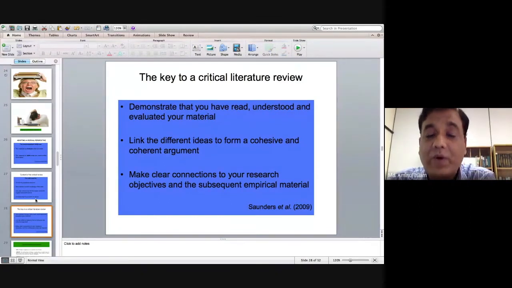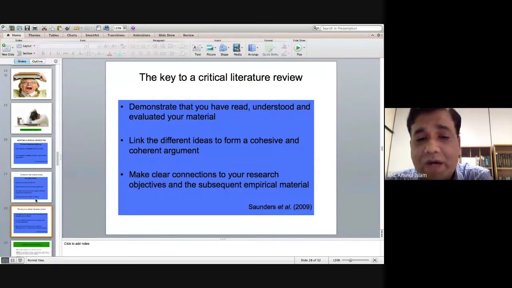Idea flows from one to another. Connectivity is there. All right. So that's what we see in many write-ups. We tend to fail to find the connection between one paragraph and another paragraph.